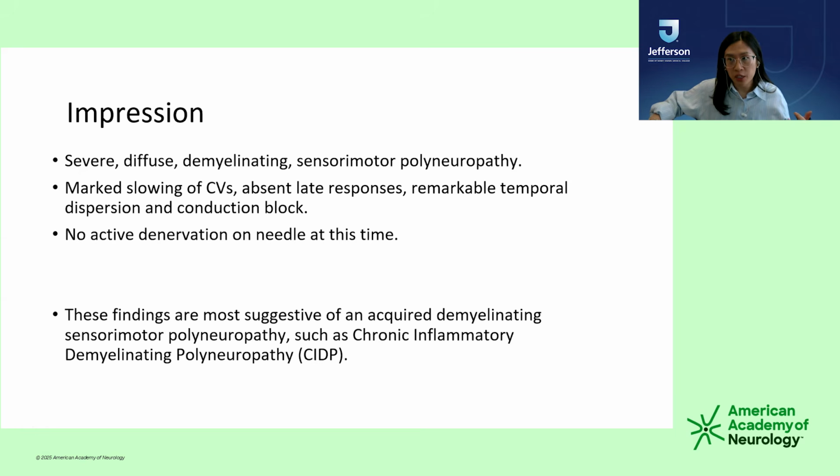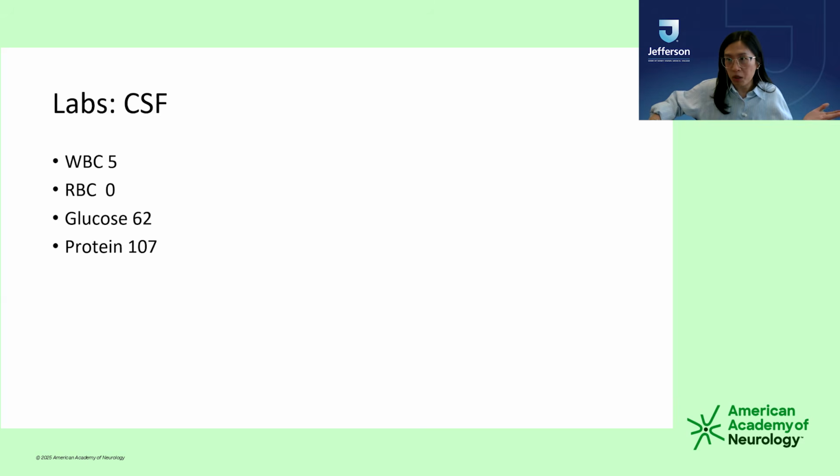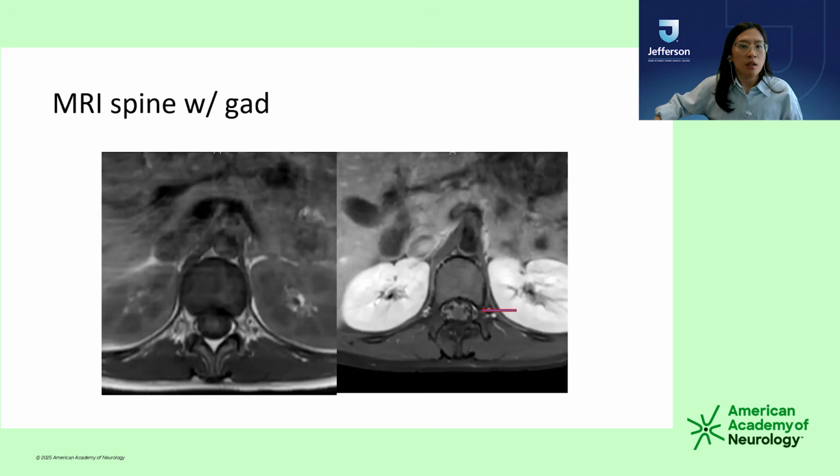She was an inpatient at the time, so she got more workup. They did a lumbar puncture on her, and her protein was elevated with normal cells. I will say that some of this workup was done before we got the EMG. If we had the EMG, not everybody would have gotten the remainder of this workup, but it's still interesting to see. And then she got an MRI of her total spine with and without contrast.